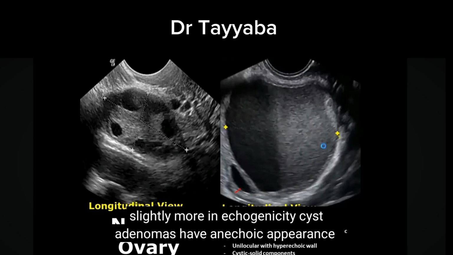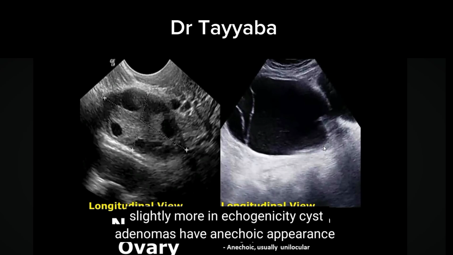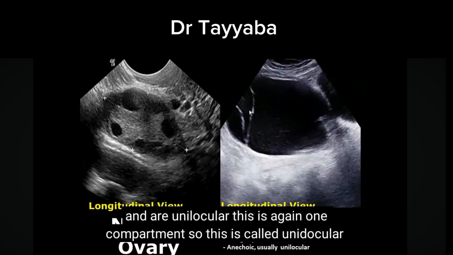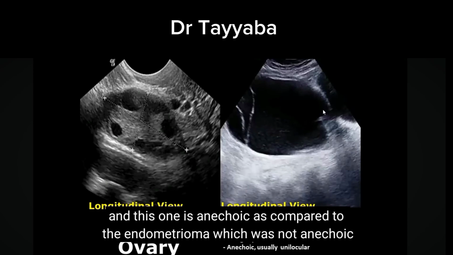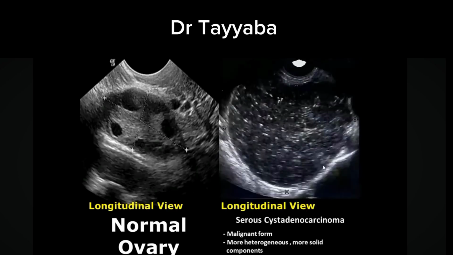Cystadenomas have an anechoic appearance and are unilocular, and this is again one compartment, called unilocular. And this one is anechoic as compared to the endometrioma, which is not anechoic.